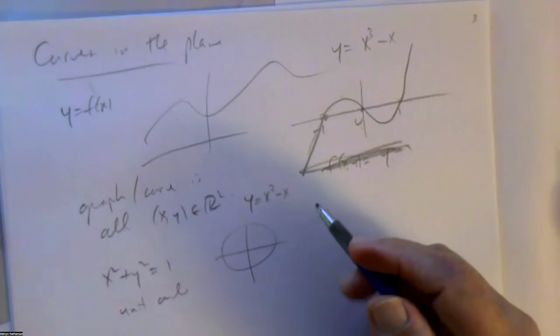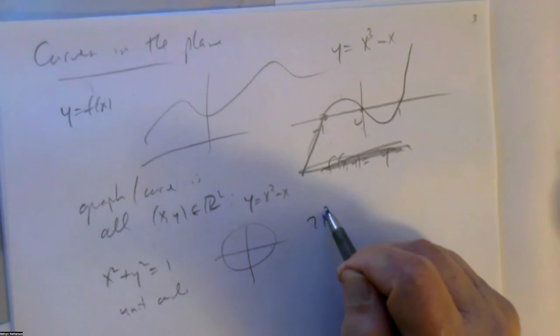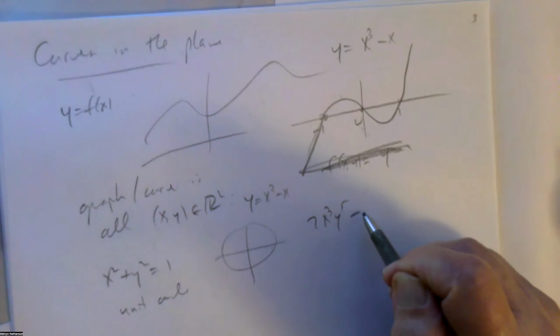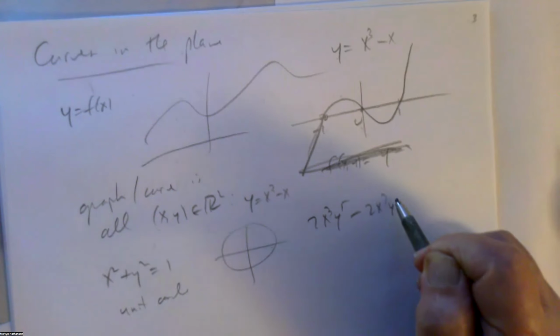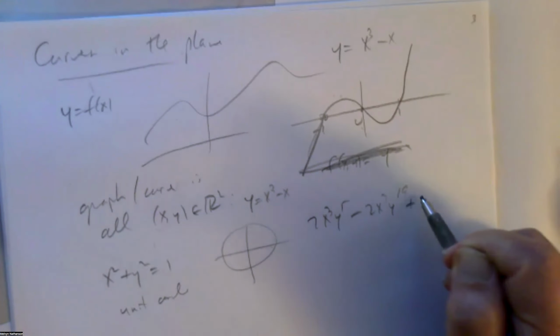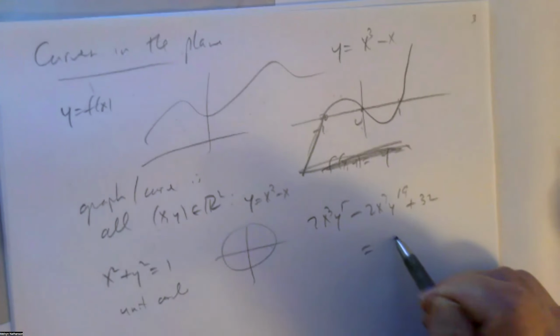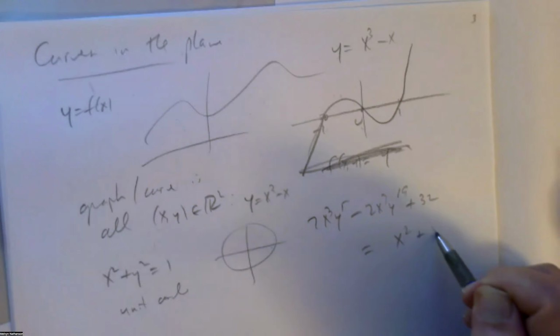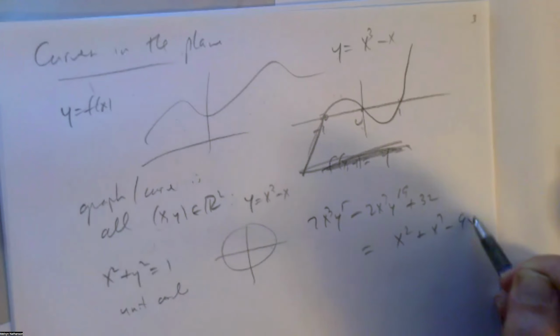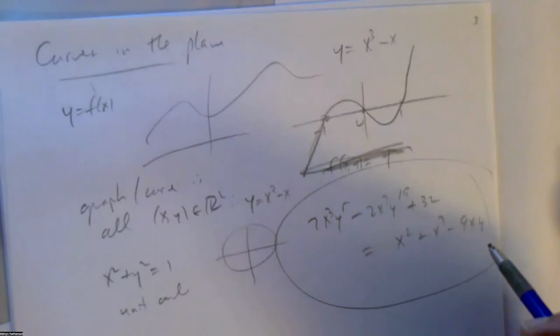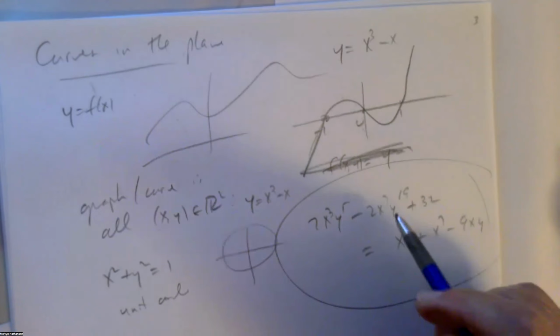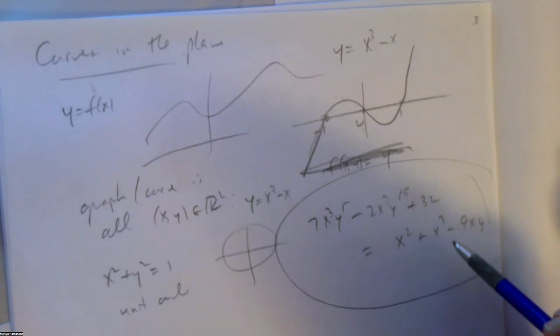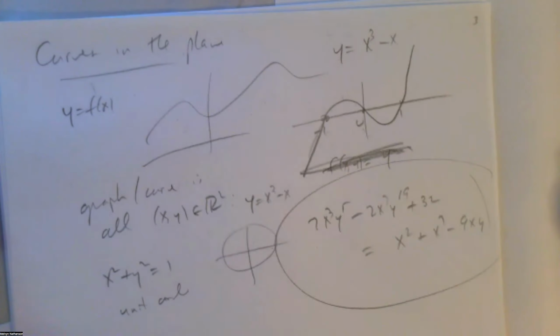And you can have things very complicated. 7x cubed y to the fifth plus 2x cubed y to the 19th plus 32 equals x squared plus x to the seventh minus 9xy. So this is some kind of set of points in the plane. I don't know what they are, but if you find all the points in the plane that satisfy this equation, you get some kind of curve.